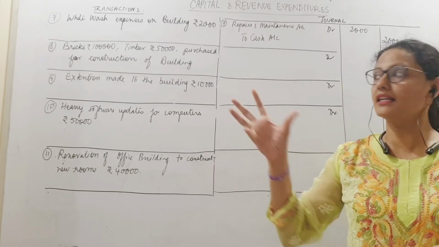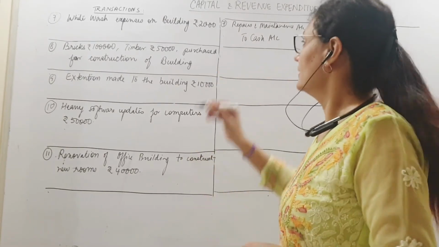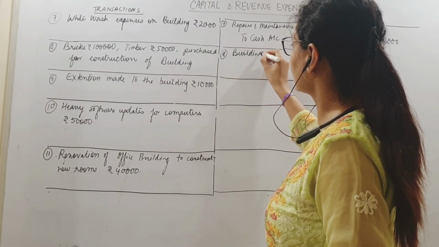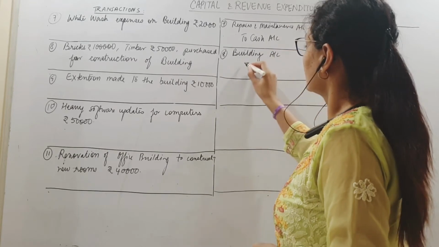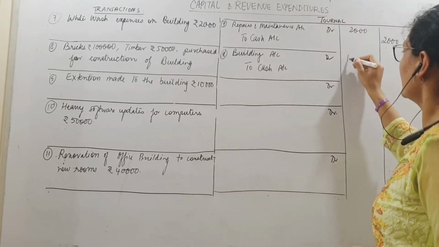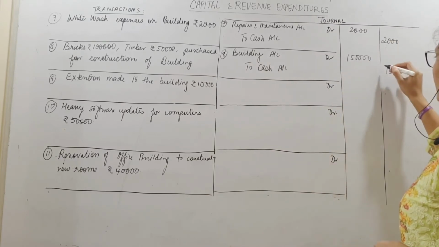We are all spending these amounts on the construction of building. So here we debit the building account, which is under construction, to cash account. Fine. So we are spending 1,50,000 total. I have added up both.